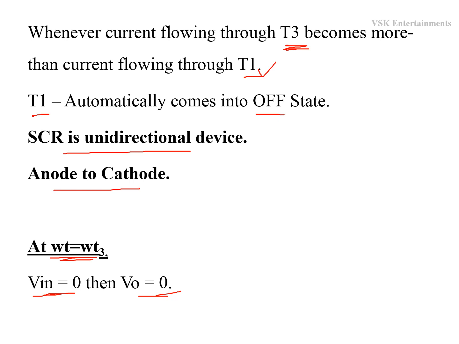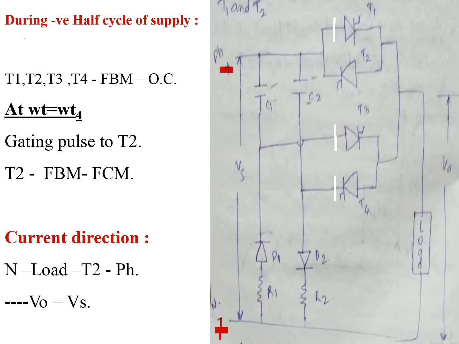Now consider the negative half cycle of the supply voltage, applying the gating pulses. During the negative half cycle, we already know the status of the thyristors: all the thyristors are in forward blocking mode, which act as an open circuit. In this half cycle, at omega t equal to omega t4, apply the gating pulse to thyristor T2.